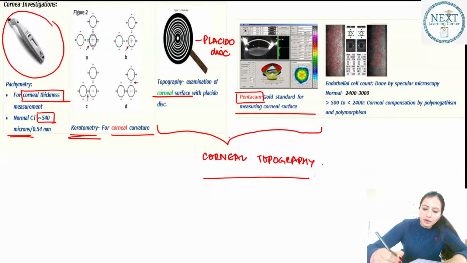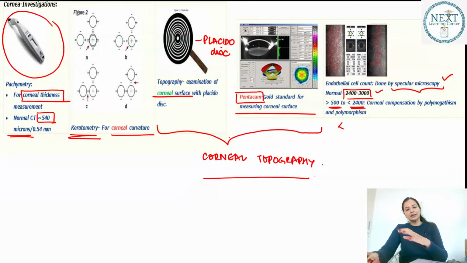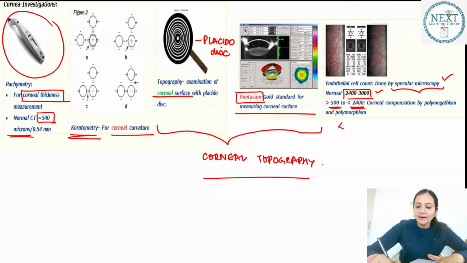Now if we talk about endothelial cell count, we know normally the endothelium has 2400 to 3000 cells. This cell count is done by specular microscopy. Sometimes, when this cell count is between 500 to 2400, the cornea is entering into the stage of decompensation. So when it is entering, how will the cornea compensate? By undergoing polymegathism and pleomorphism.